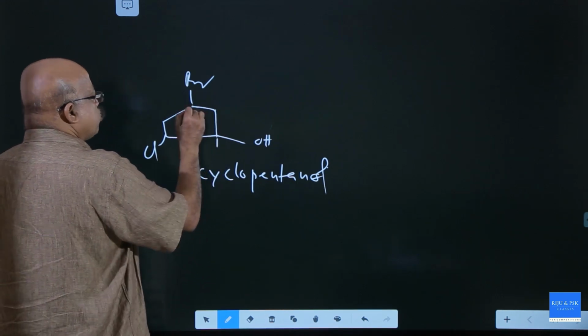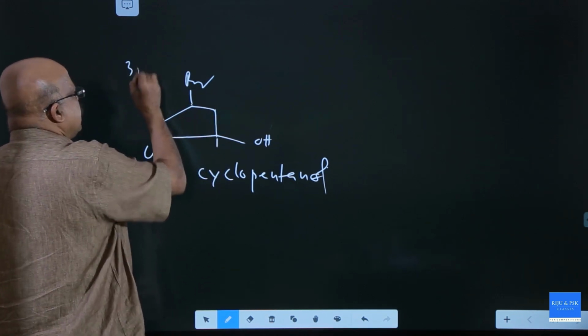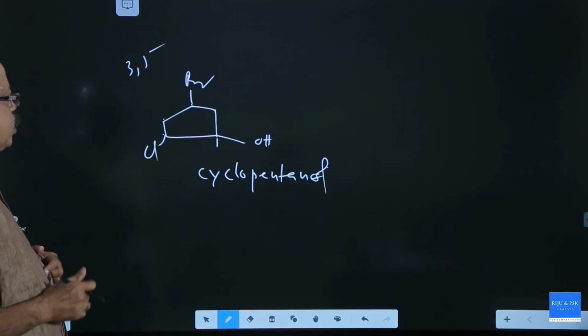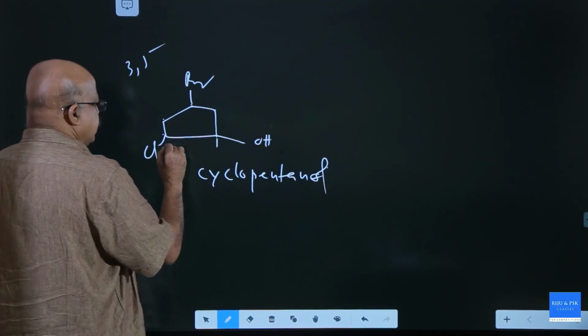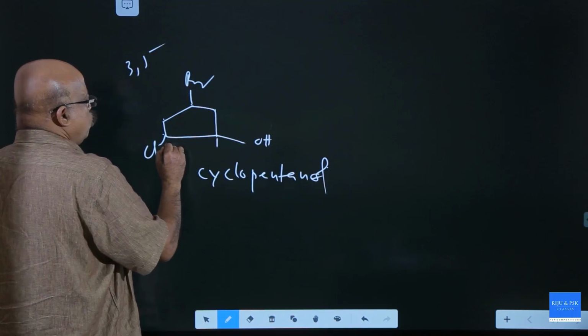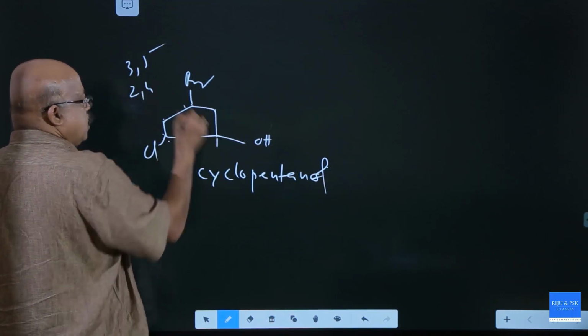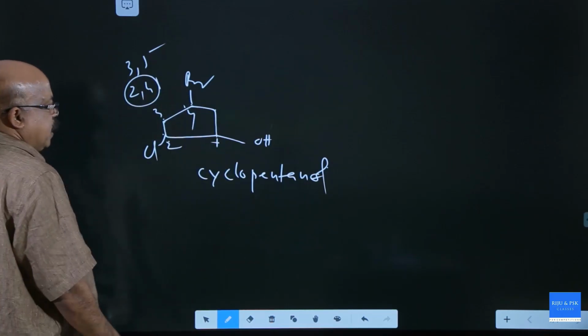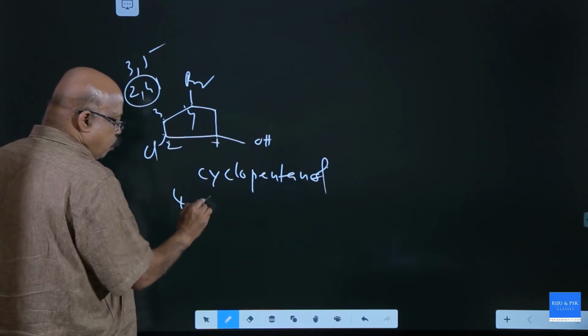1, 2, 3, 4, 5. Positions 3 and 5 are occupied by substituents. If numbering is like this, it is 2, 3, 4. The other way, it is 1, 2, 3, 4. This numbering is correct. Its name is 4-bromo.